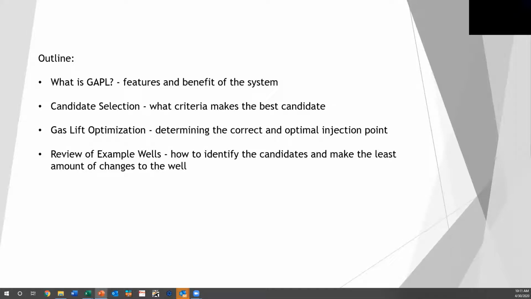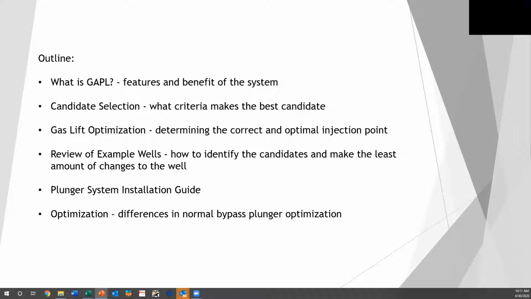We've got some example wells to go through how we put together all the necessary information and what we're looking at in order to make sure that we've got the least amount of changes that have to be done to the well. We'll take a look at the installation of the plunger system. We'll go step by step on how to get it installed. Then we're going to look at optimization. We're going to look at what we've got to do to get the system optimized and what the differences are between a regular bypass plunger and our GAPL system. We do have some case studies to share with you. The majority of these were down in the Eagle Ford. And then we'll finish things up with the question and answer period.